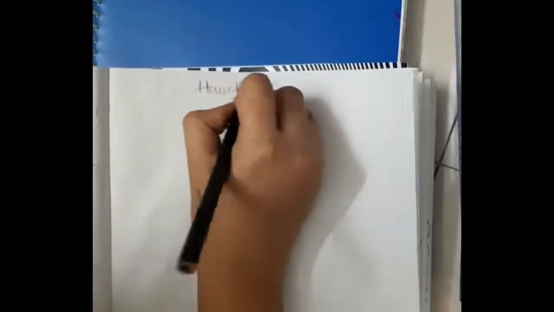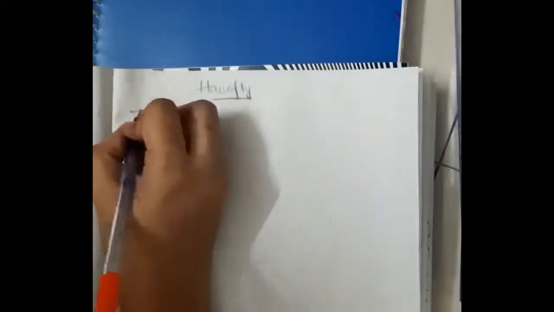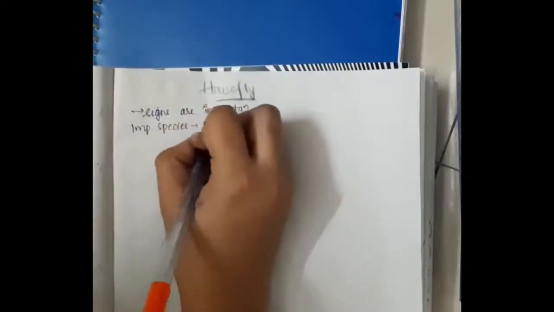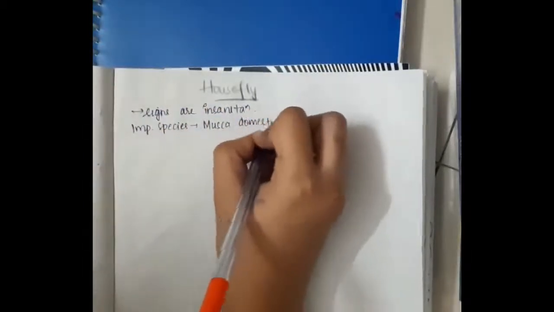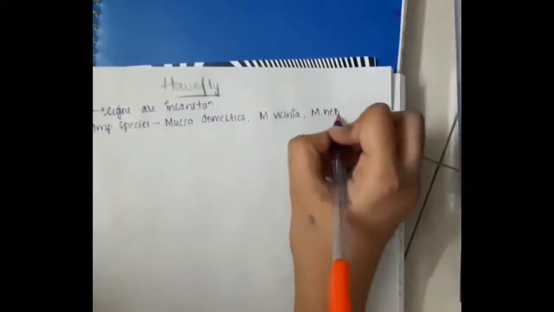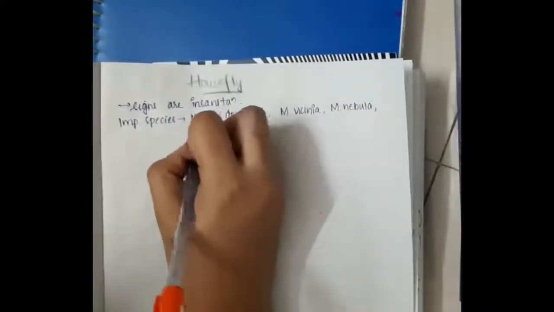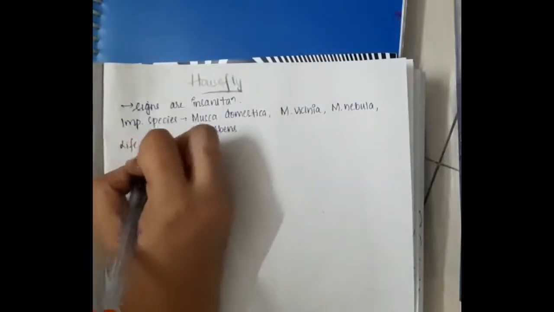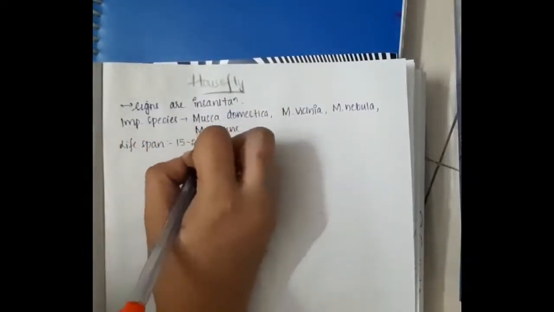The next vector which we are going to learn now is the housefly. Houseflies are the signs of insanitation. The important species are Musca domestica, Musca vicina, Musca nebulo, and Musca sorbens. These are present in situations where there are different breeding places.